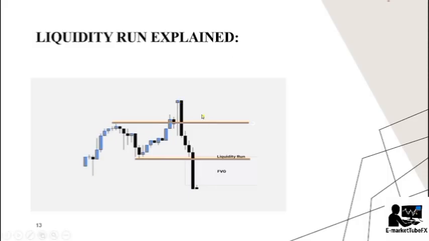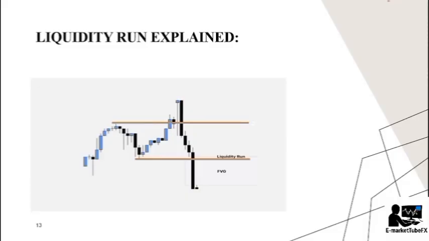And the bearish move is what you are seeing here. And this is a liquidity run. Why is it a liquidity run? Price broke this particular zone and swept liquidity here, but it didn't end there. Please take note: in a liquidity sweep, after price sweeps liquidity at key zones, the market reverses. But in the case of a liquidity run, price doesn't reverse immediately.